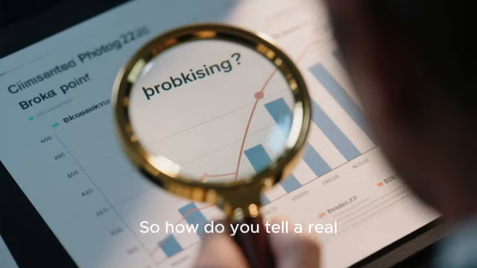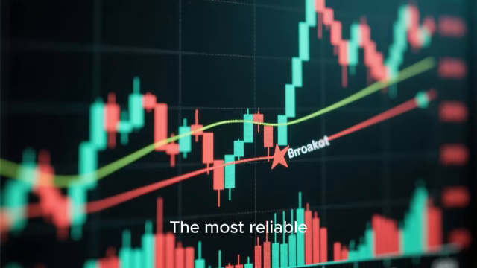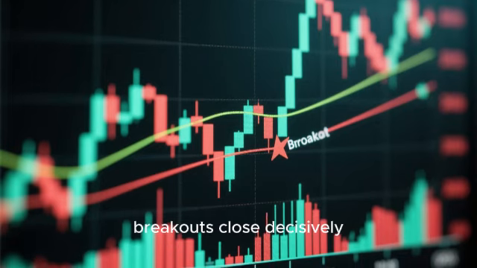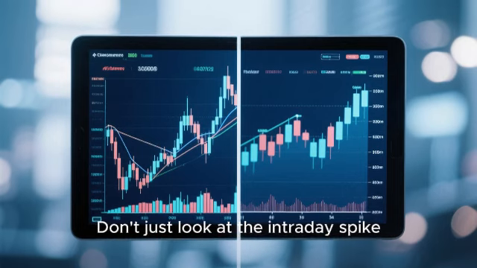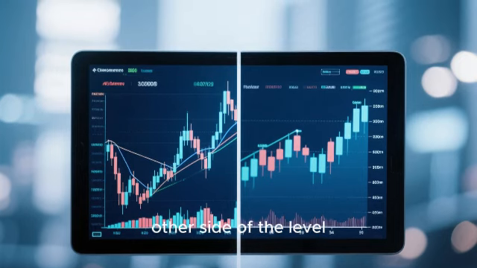So how do you tell a real breakout from a fakeout? The answer lies in confirmation. The most reliable breakouts close decisively beyond the level. Don't just look at the intraday spike. Wait for the daily or weekly candle to close on the other side of the level.